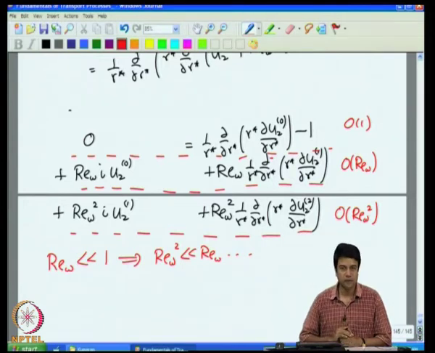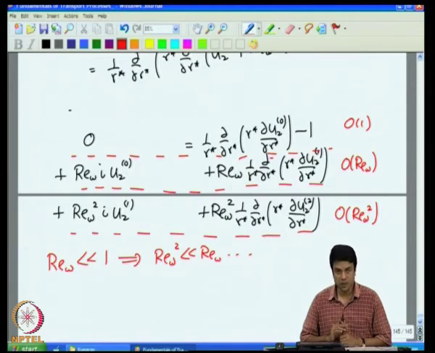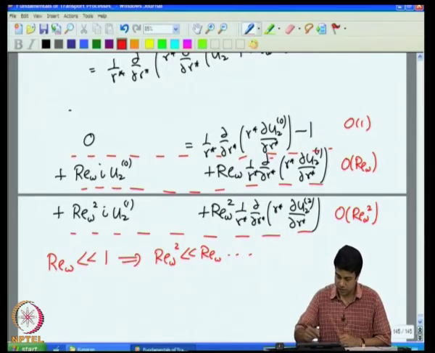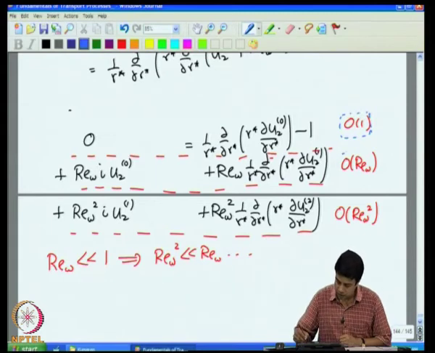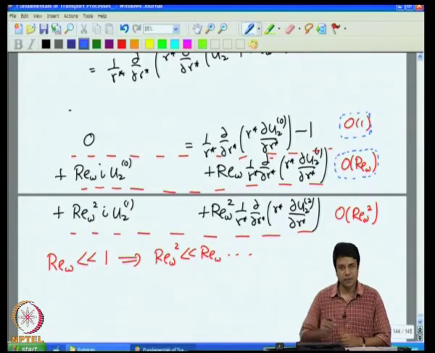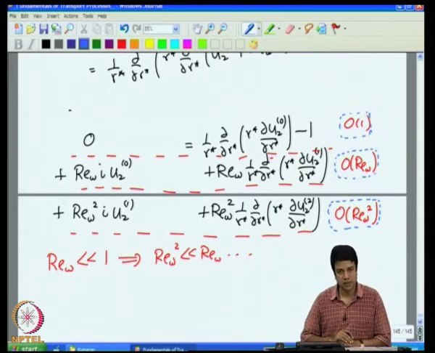So, the important point is that if the entire expansion is to be valid in the limit Re omega goes to 0, that means that the order 1 equation has to be 0, the order Re omega equation has to be 0, the order Re omega squared equation has to be 0 and so on. Order 1 means that the terms in this equation remain finite as I take the limit Re omega going to 0. The order Re omega means that the terms of this equation decrease to 0 proportional to Re omega in the limit Re omega going to 0. That is the meaning of order Re omega. This capital O stands for order. Similarly, the order Re omega squared term implies that the terms in the equation decrease proportional to Re omega squared in the limit as Re omega goes to 0.